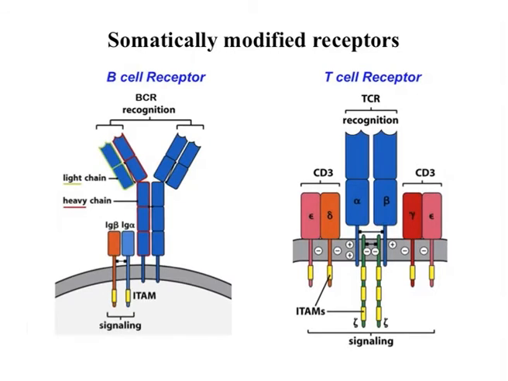So B cell receptors directly bind to the antigen, whereas T cell receptors indirectly bind to antigen. That means when the antigen is presented by MHC molecules, only then they can bind to it and recognize it. And in case of the T cell receptor, the signal is transduced by the accessory molecules, and the accessory molecules together are called the CD3 molecule.